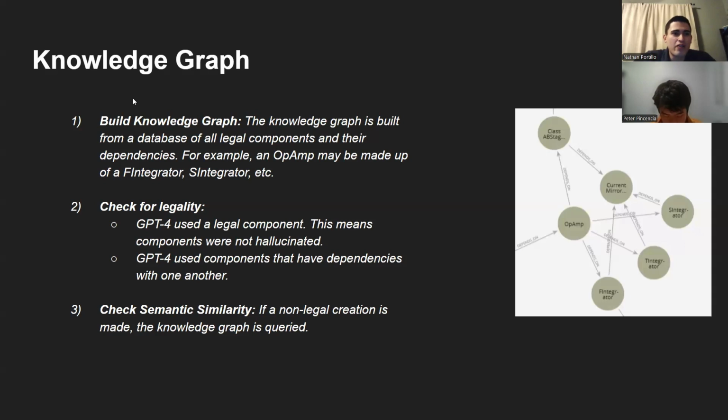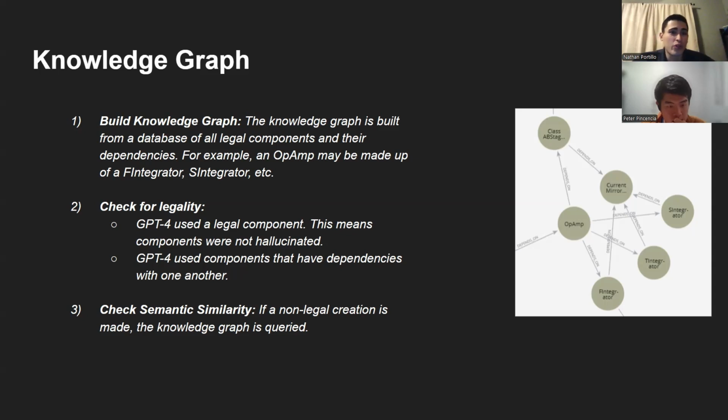So we built a knowledge graph that, again, would enforce what we call legality. It's essentially built on a database of all the legal components and their dependencies. As an example, an op-amp might be made up of a variety of different components with that in GLayout, for example, an F integrator, an S integrator. In our knowledge graph, we build that up and interconnect the main component. For example, this would be an op-amp, and we relate it to every other component it might be related to. And we do this for every single component.